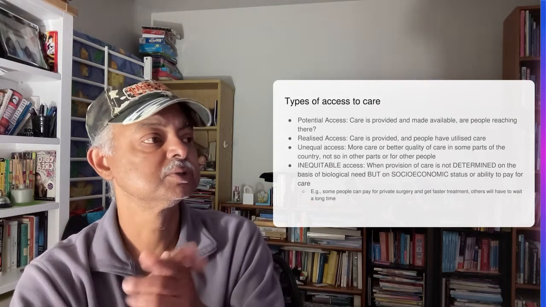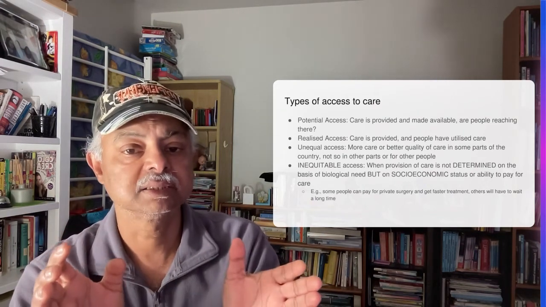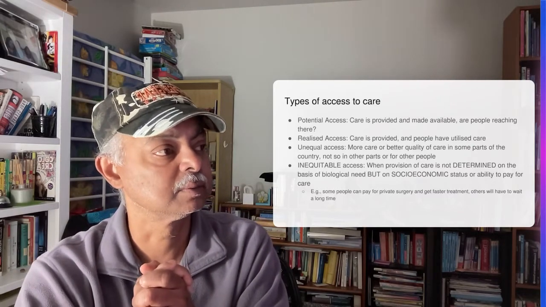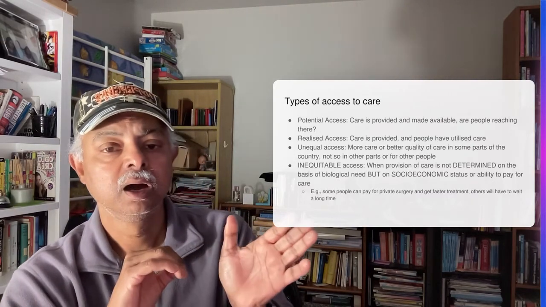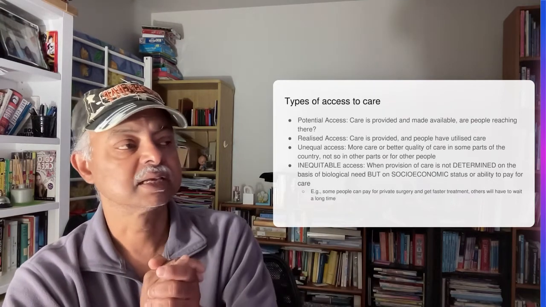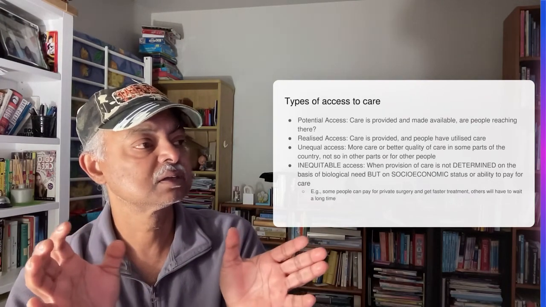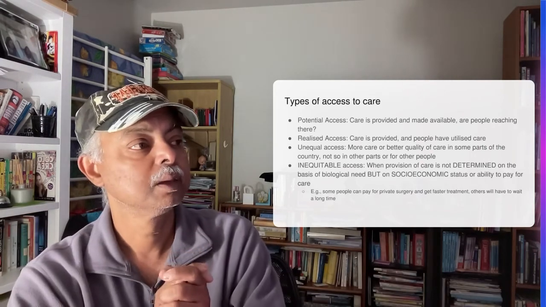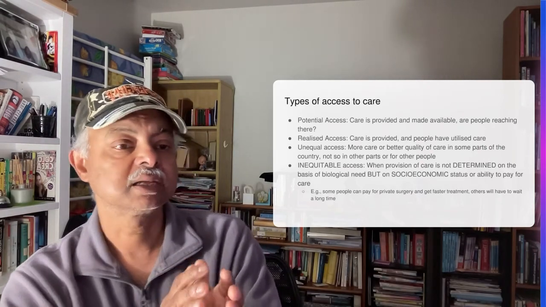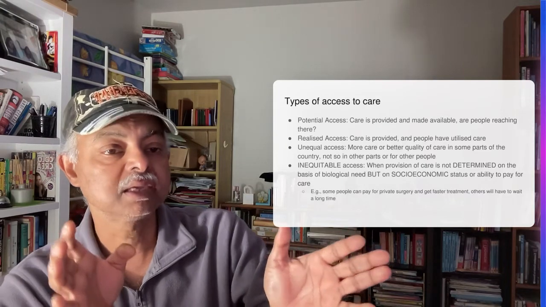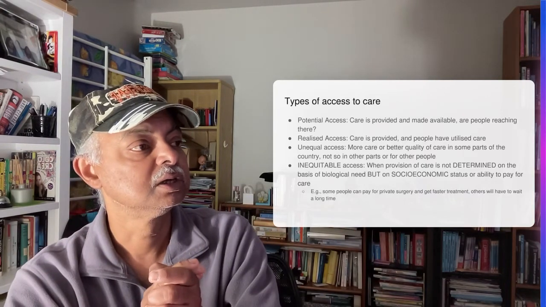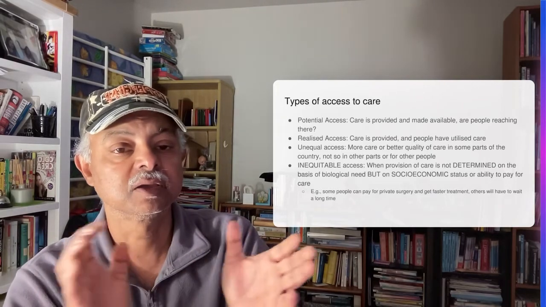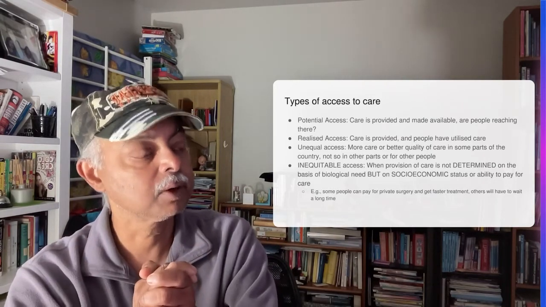Then there are two other issues that are very important: unequal access and inequitable access. We are going to focus on inequitable access a little bit in detail. Equality of access tells us that all of these care facilities are made available equally to everyone. But that does not mean that everyone will be able to make use of those facilities as well as everyone else. And this is where inequity of access becomes a problem.